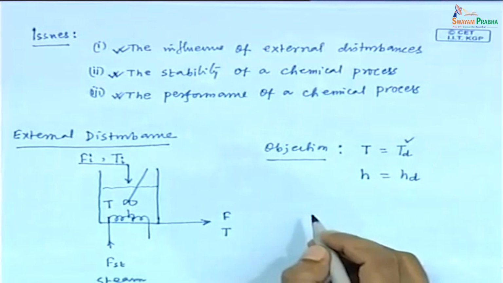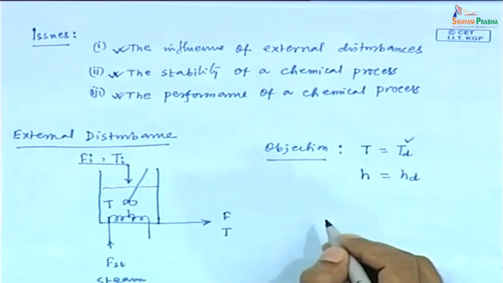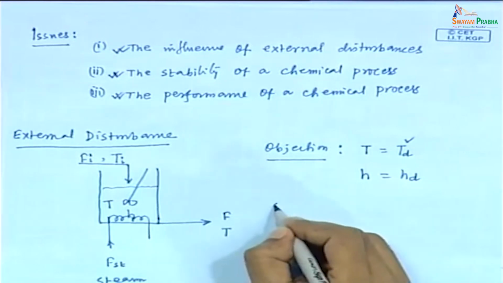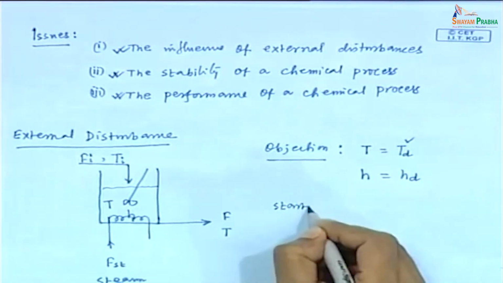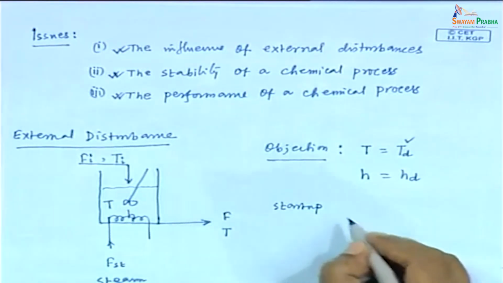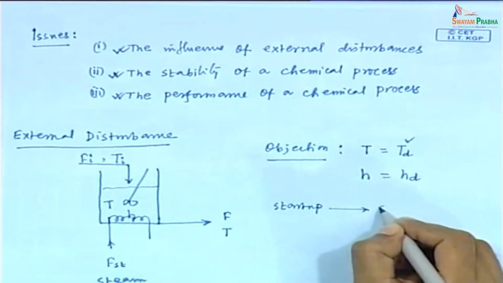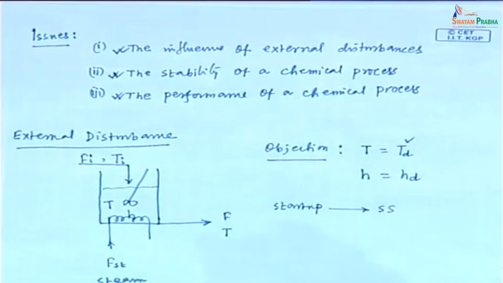Now initially, what are the steps we need to follow for any chemical process? First is we have to follow the startup procedure of a process. Fine. After starting off the process, it reaches steady state. We are representing that by SS.